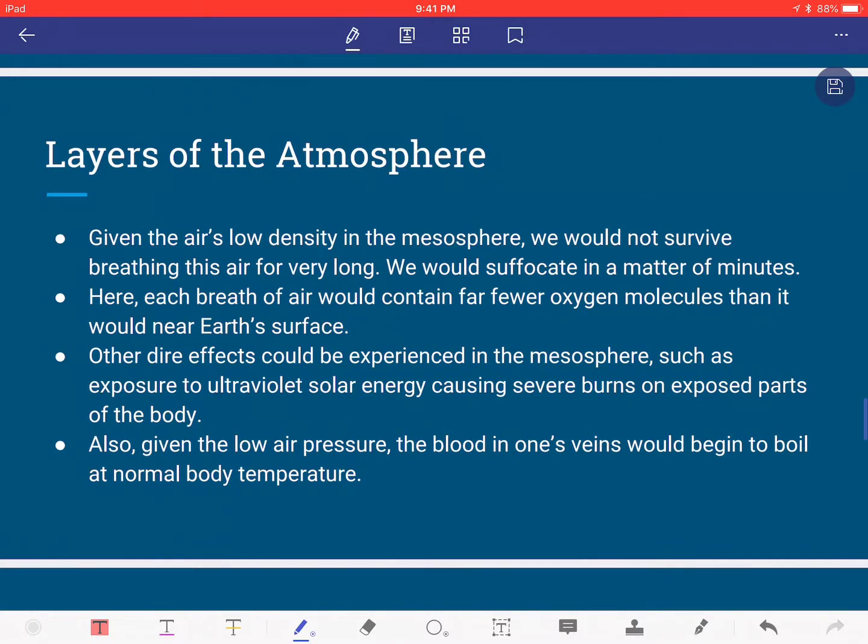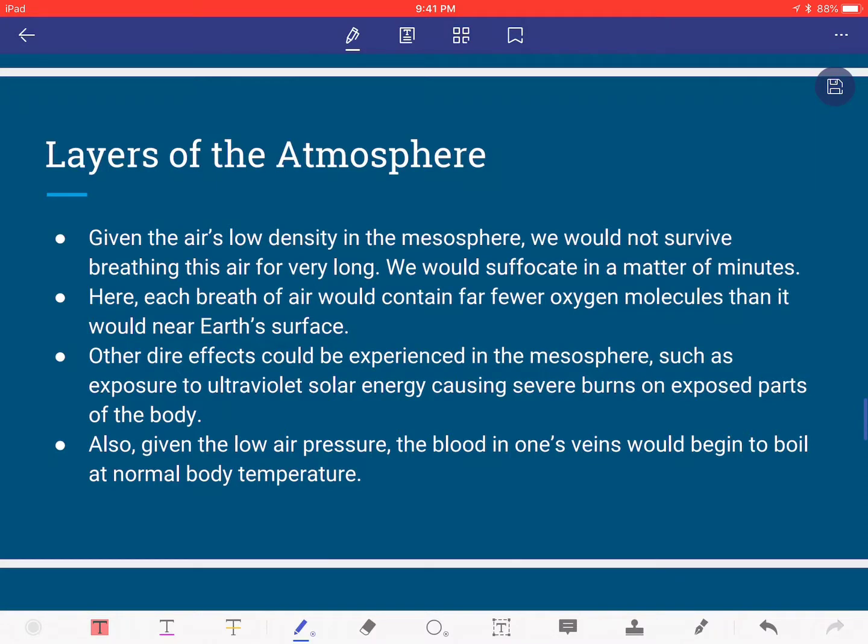Other dire effects could be experienced in the mesosphere, such as exposure to UV rays, causing severe burns on exposed parts of the body. Not that you'd have many exposed parts of the body if you were floating around in the mesosphere, but that's what would happen. Also, given the low air pressure, the blood in one's veins would begin to boil at normal body temperature.